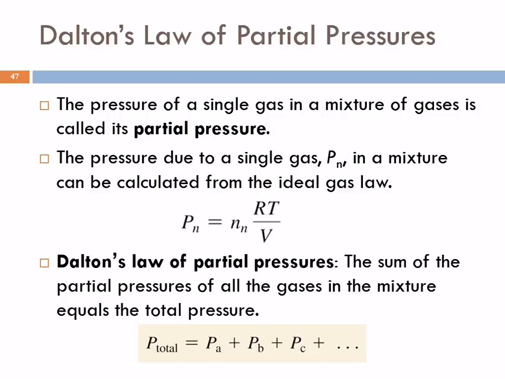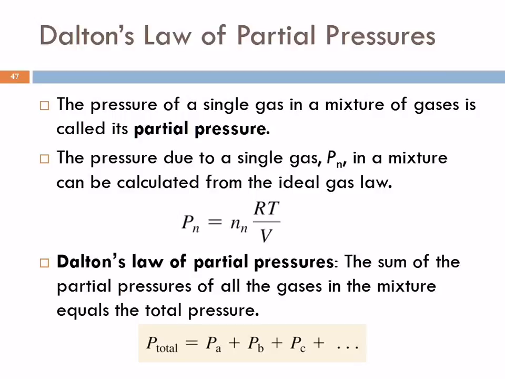But sometimes we do need to think about what the individual gases are doing. So if we think of a single gas in a mixture, each gas is going to exert a pressure as if it were the only gas in the container. And so the pressure of a single gas is called the partial pressure. So if you have, say, 3 gases in a container, gas A, B, and C, gas A is exerting a pressure because its particles are running into the walls. Gas B is also exerting a pressure, and gas C is exerting a pressure.